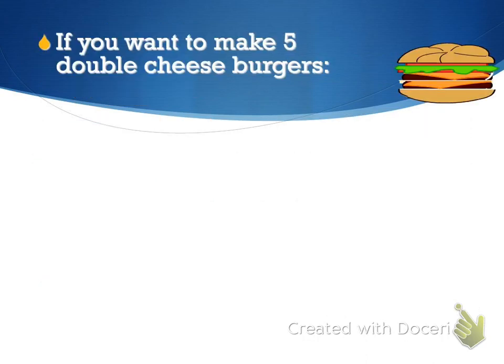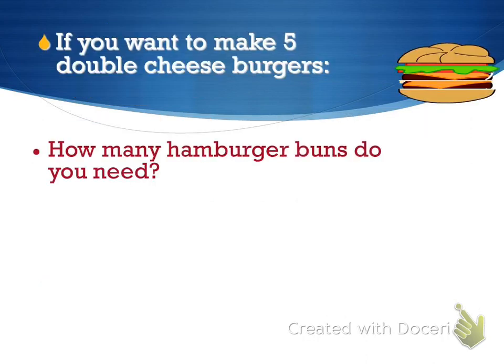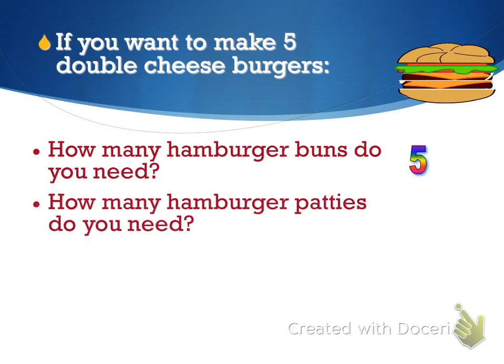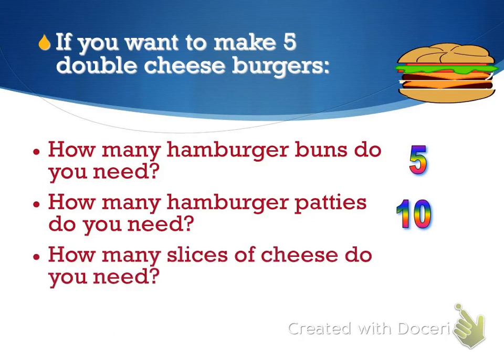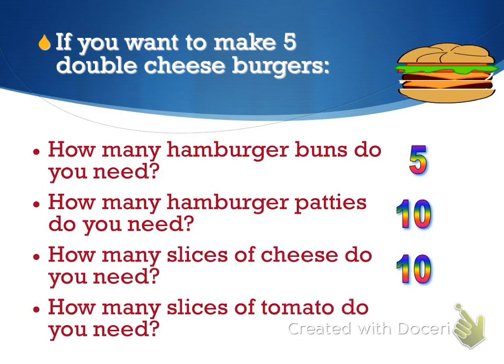So if I want to make 5 double cheeseburgers, how many hamburger buns do I need? 5. How many hamburger patties do I need? 10. How many slices of cheese do I need? 10. And how many slices of tomato do I need? 5, right? So if I don't have all of those things, I can't make 5 of my product. Does that make sense?